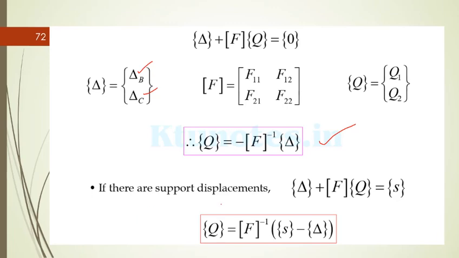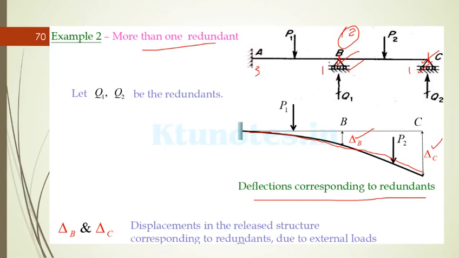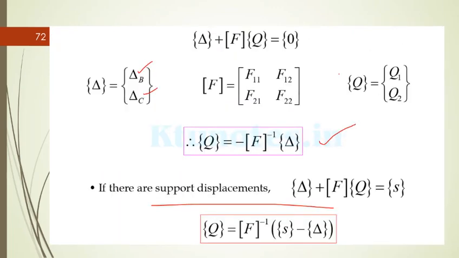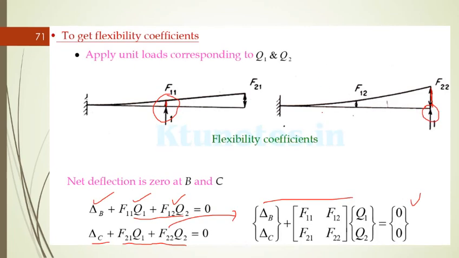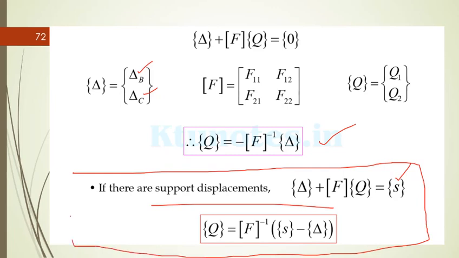If there are support displacements, so far we were considering the case where there is no deflection at the support. Suppose the question says a support is settling by 2 mm, then this compatibility condition should ensure that there is a resultant displacement which is not 0. This 0 has to be replaced by the support displacement given at the point. So it is an extended equation including the support displacement. Q is equal to F inverse of S minus delta.